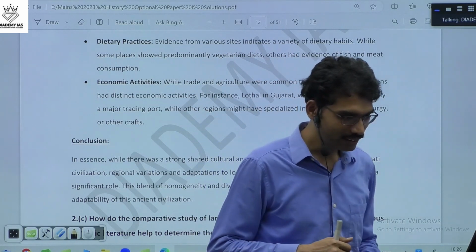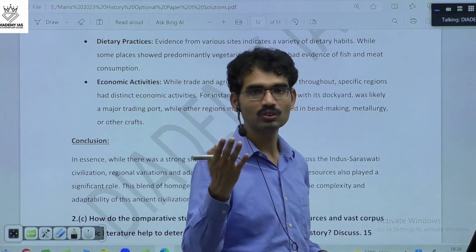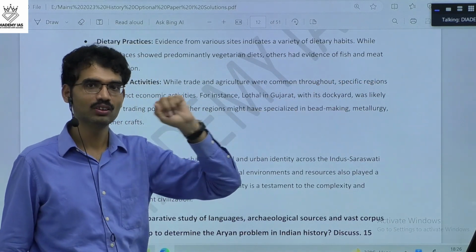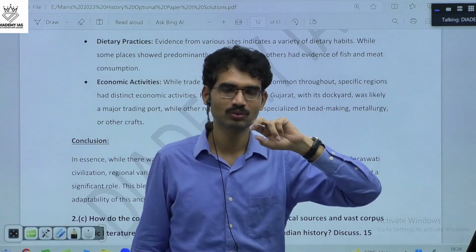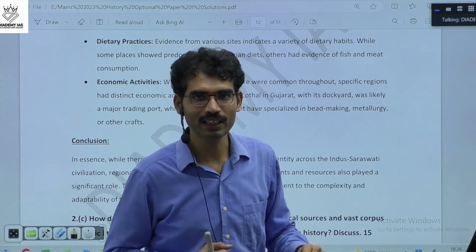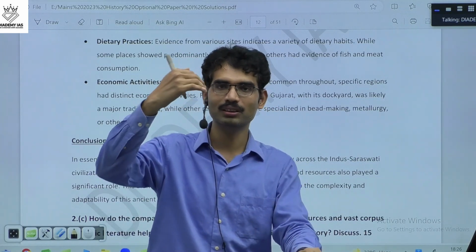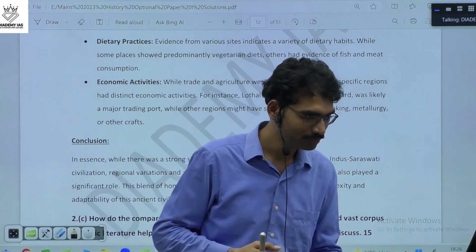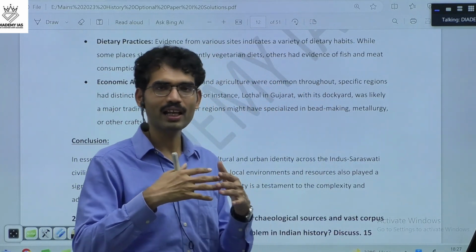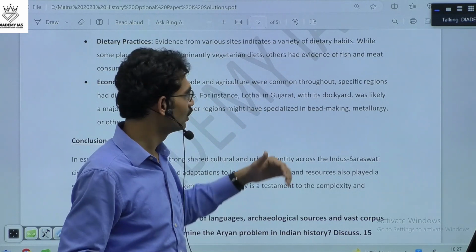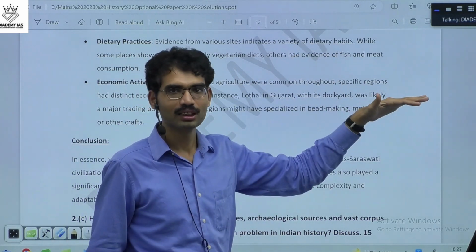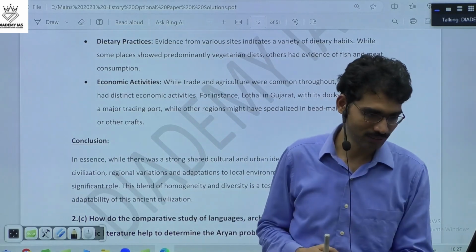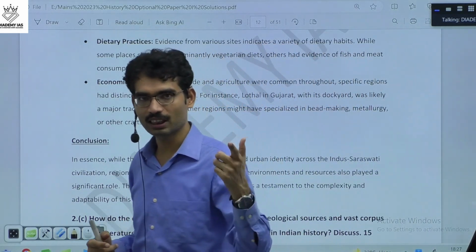Some IVC cities have 3-layered settlement, some have 2 layers. So citadel, upper city and lower city, 2 layers. Dholavira contains 3 parts: upper part, middle part, lower part. So this is the best example. Ports, fire altar. So you can have n number of examples. Once you get the structure, then your brain automatically thinks about so many examples. Likewise, you just keep thinking.